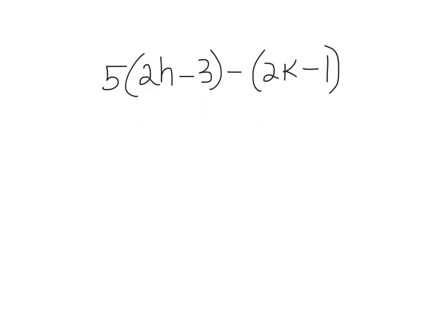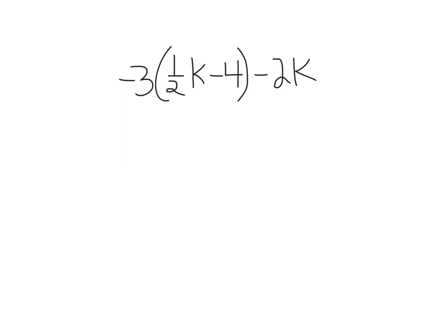Okay, what do we recognize in this problem? Well, I see there's parentheses or grouping symbols right here, and there's grouping symbols right here. And this is 5 groups of this, and there's a minus sign or a negative sign right there that goes along with this. Okay, so now we have to recognize, what do we have? Well, I have a negative 3, this term 1/2 k, a negative 4, and a negative 2k. But I also notice that there's grouping symbols right there.